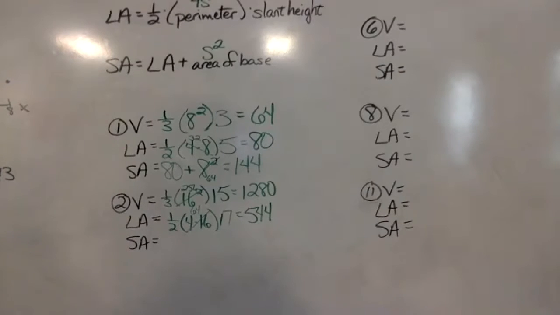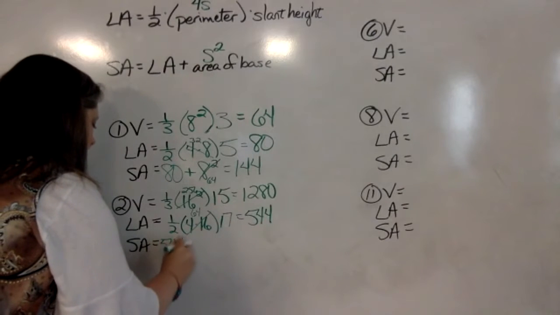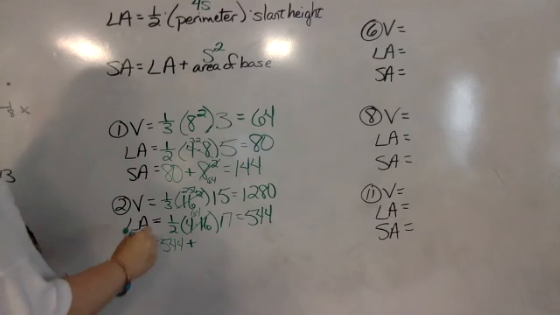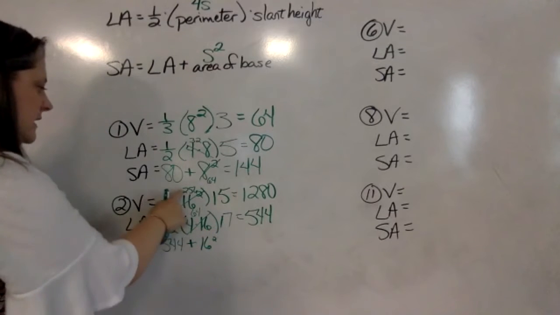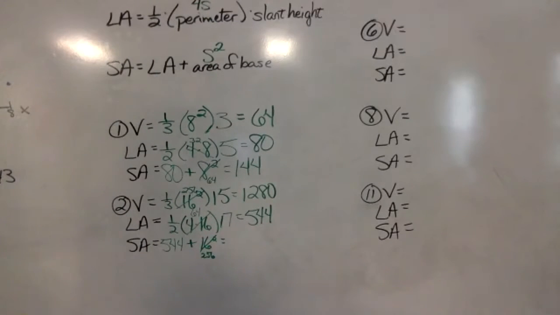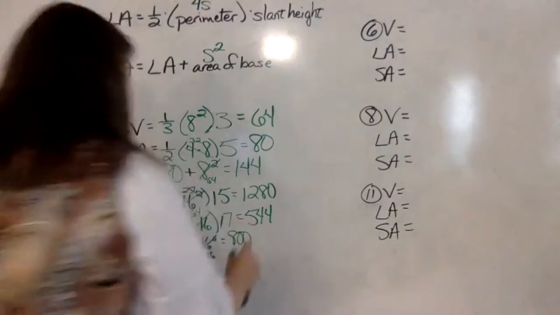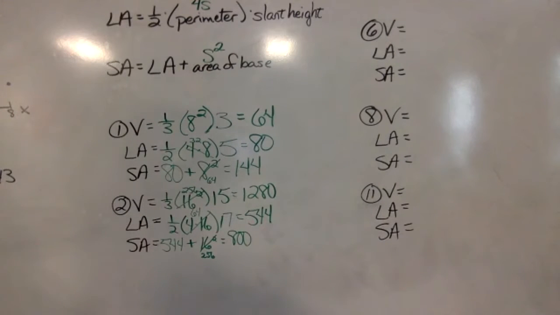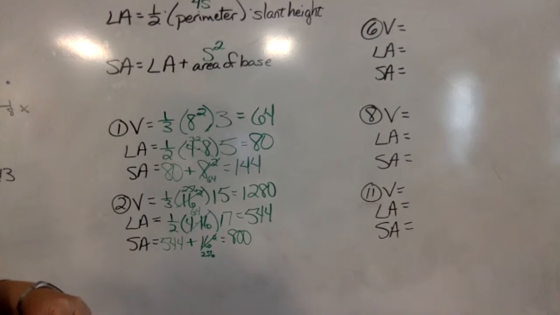All right, now our surface area, remember, takes your lateral area, which was 544, and we add it to the area of the base, which was the side squared, and in this case, that's 16 squared. Now, 16 squared, I said up here when I was doing the volume, was 256. So we have 544 plus 256. So I got 800 for my surface area. Do y'all agree with me? Yep. Pretty easy. Okay.